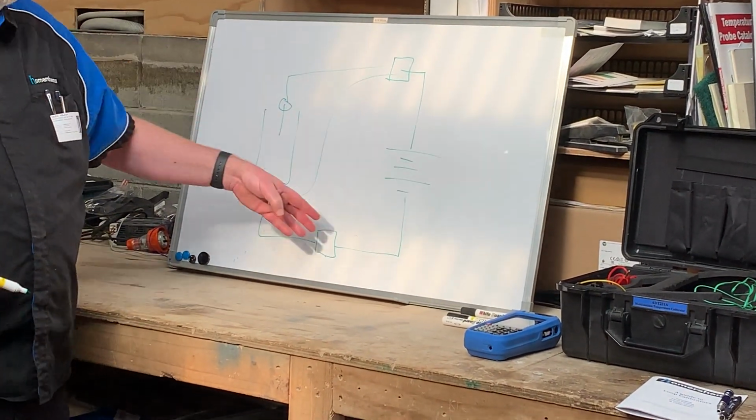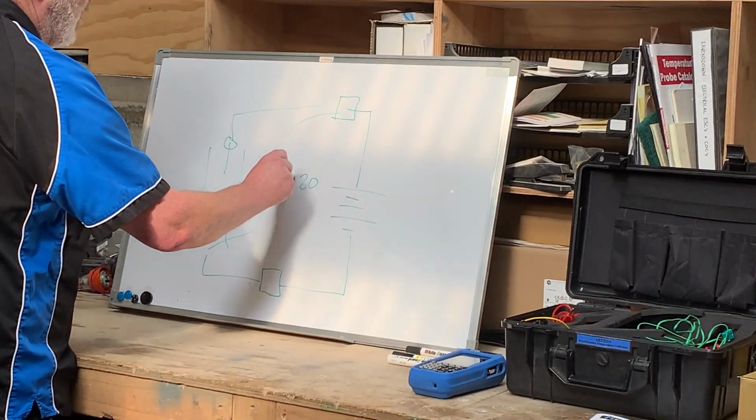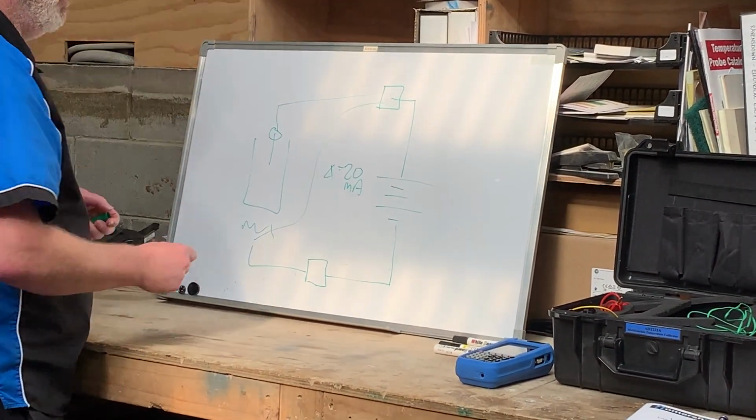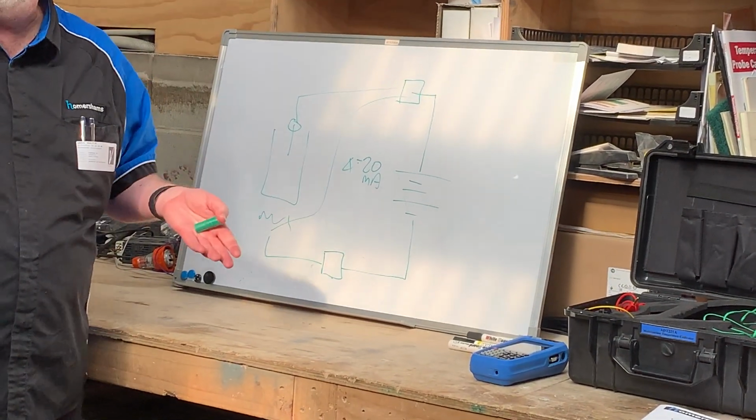And of course we have a loop here which varies in current 4 to 20 milliamps. I realise I'm preaching to the choir. 4 milliamps representing 0, 20 milliamps representing 100%.